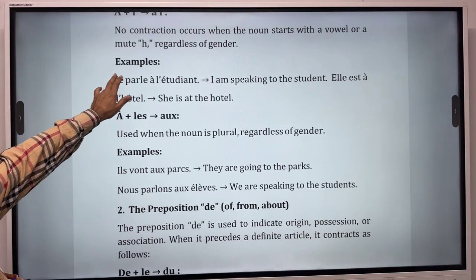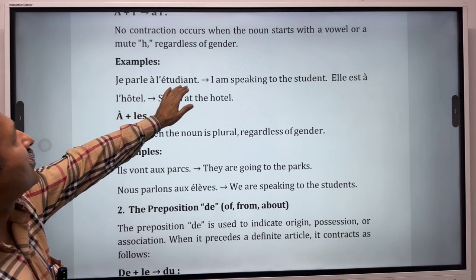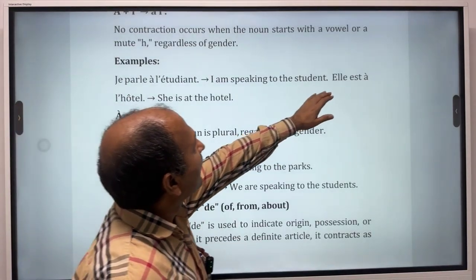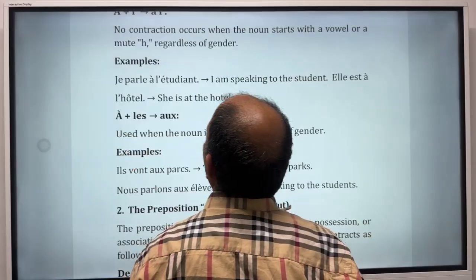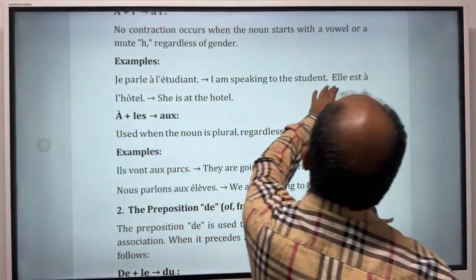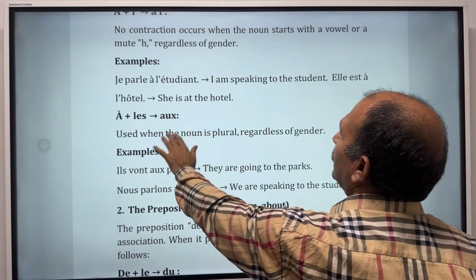Now à plus l'apostrophe before words starting with a vowel or a mute h, but they should be singular. Like je parle à l'étudiant, I'm speaking to the student. Second sentence is elle est à l'hôtel. Before hôtel, the definite article will be l', that is why elle est à l'hôtel. She is at the hotel.